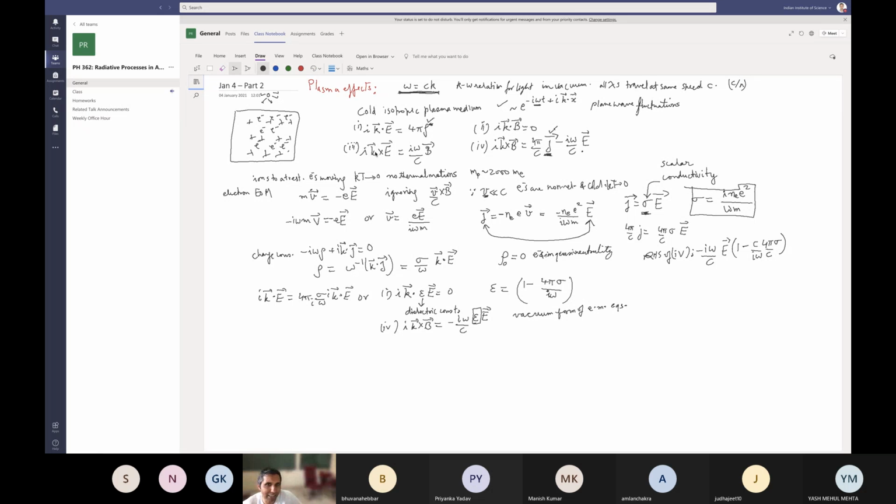Similarly, this equation says that E is perpendicular to B. So basically K, E, B again form a triad as in vacuum. So, if this is K, E, this is B.